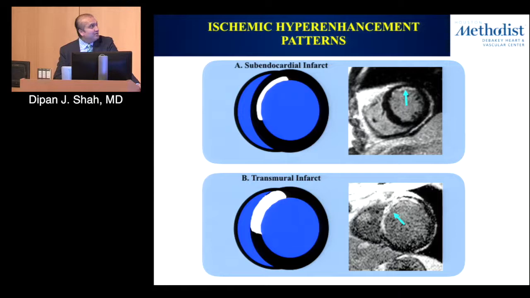And you can see in this person here who has a subendocardial infarction here in the anterior wall versus another example here who has a transmural infarction in the anterior and anterior septal wall affecting the full thickness of the myocardium.